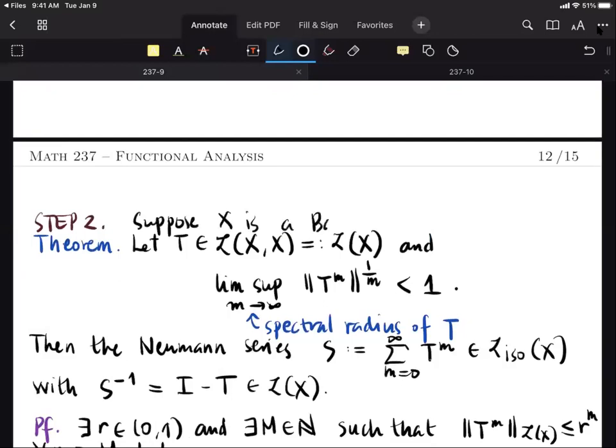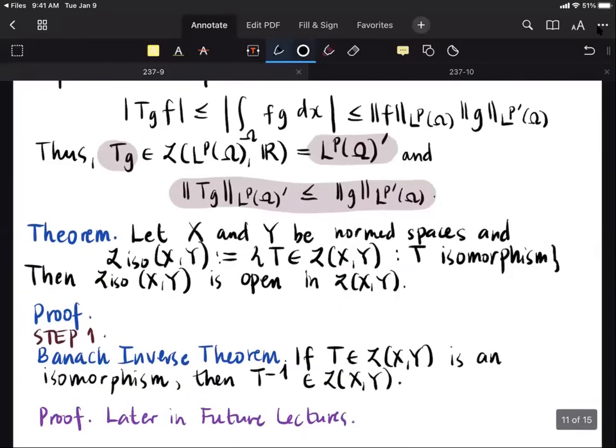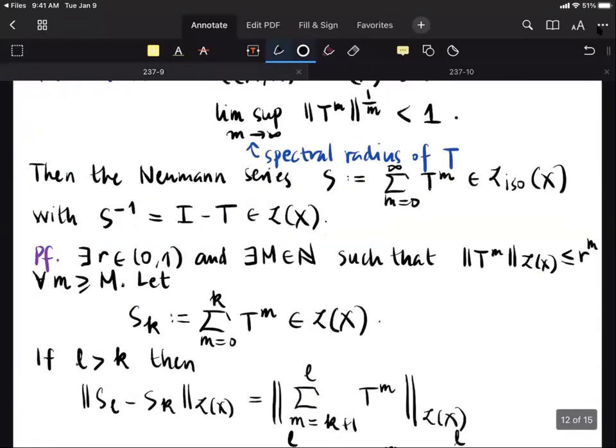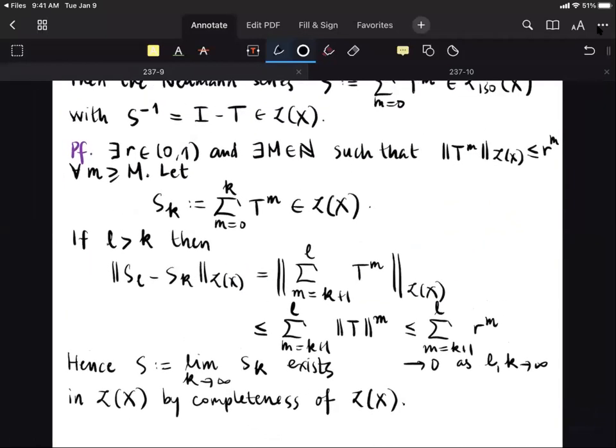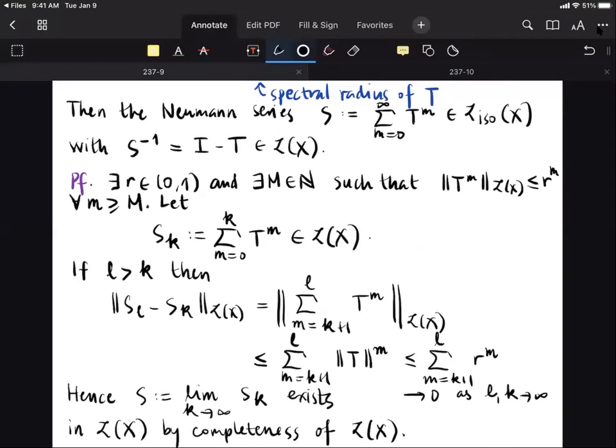I need to correct the assumption later. So this must be Banach spaces as well. So the completeness of the space of bounded linear operators from X into itself yields that this Neumann series exists.